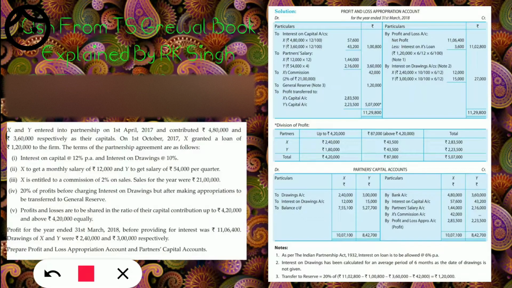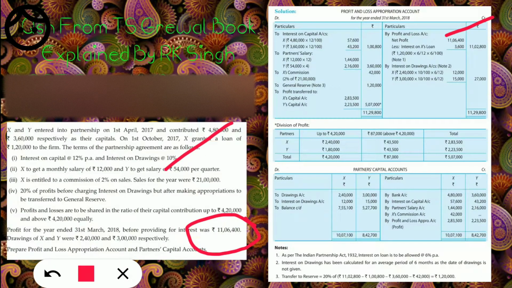So loan has been given on 1st October 2017 and year ended at 31st March 2018. So there is 6 month duration of the loan. So interest will be calculated on 6 months. So see, profit and loss account balance has been given 11,06,400, that has been mentioned here, and the interest on loan actually is not the appropriation of profit.